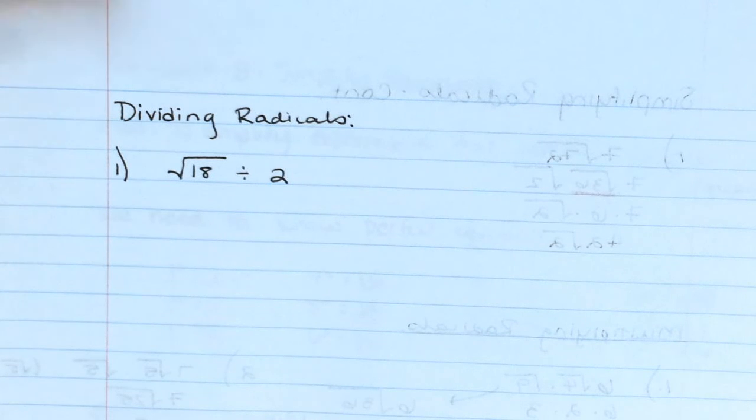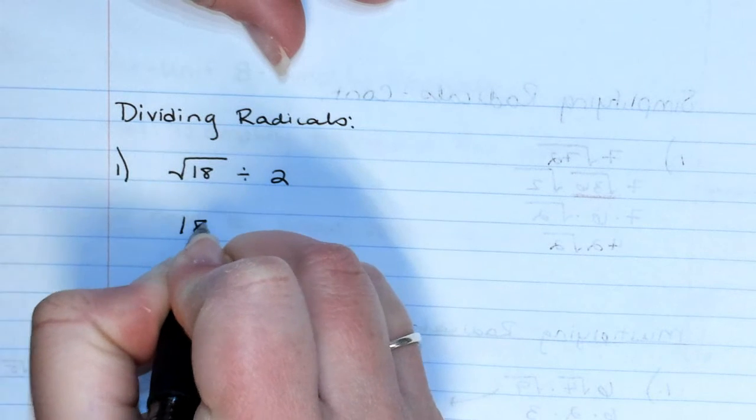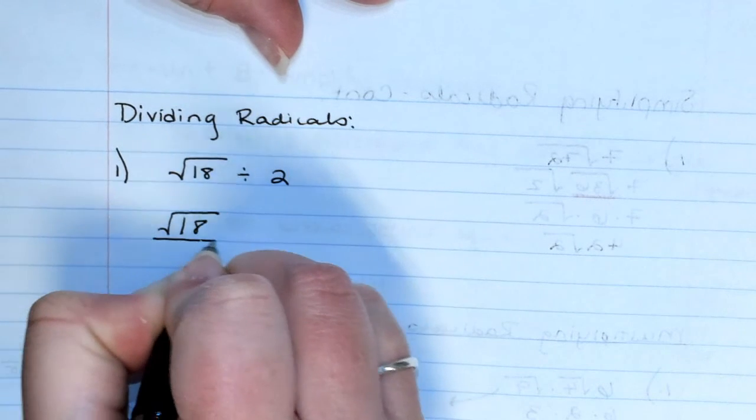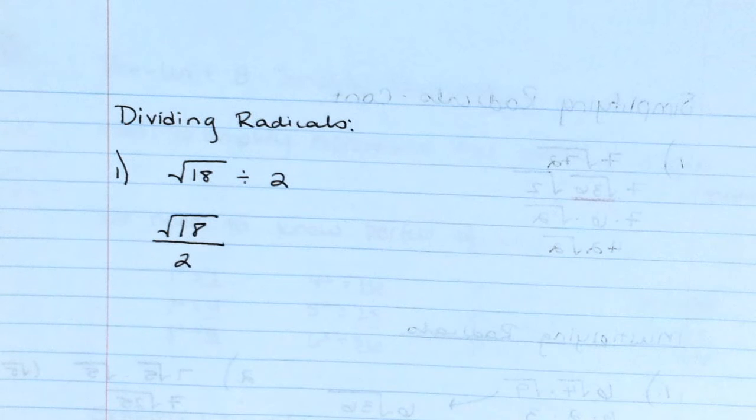Fractions are just division. So what I'm going to do is I'm going to change this problem to say that it's the square root of 18 over 2. Because my answer has to be written as a fraction anyways, so I'm going to start with writing it like this. Are we okay with that? The division sign just means it's a fraction sign.